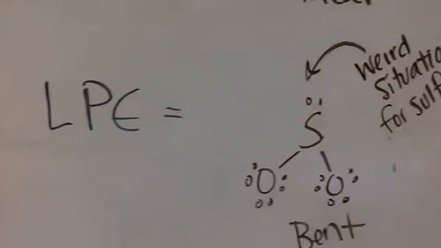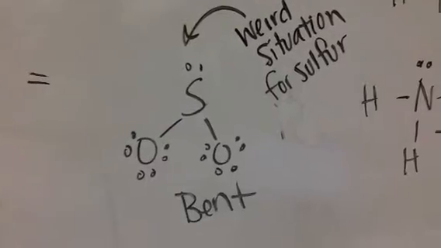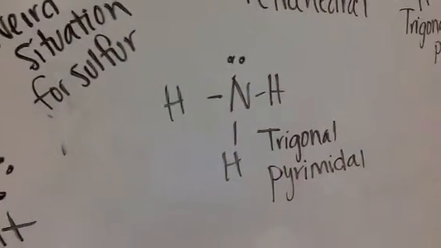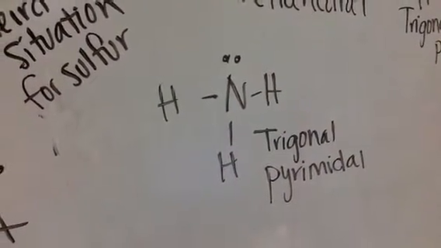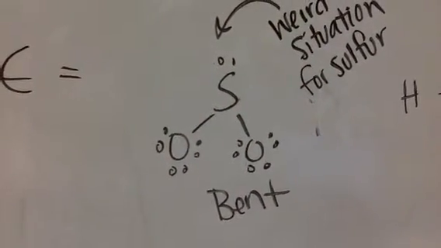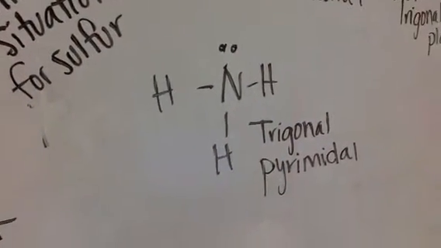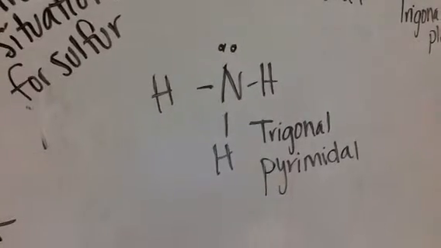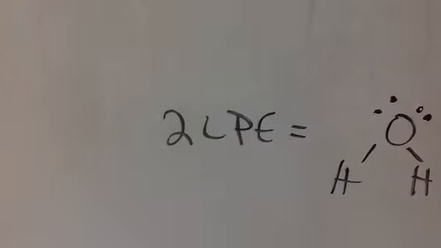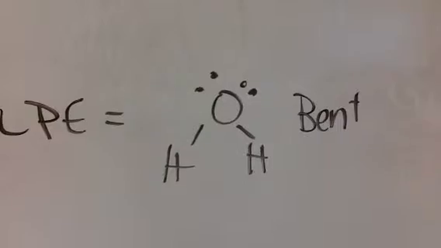Next, we have 1 pair of lone electrons. If you see a pair of lone electrons, it may either be bent or trigonal pyramidal. It just depends on the number of atoms coming off. The major difference here: bent, 1 pair of lone electrons, 2 atoms coming off. Trigonal pyramidal, 3 atoms coming off with 1 lone pair of electrons. The last is if you have 2 lone pairs of electrons. No matter what, if you have 2 lone pairs of electrons coming off, it will be bent.